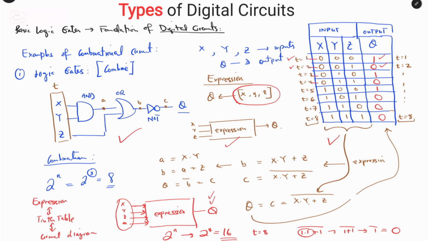So all of this, if given the expression, you can find the truth table and the circuit diagram. Or given a truth table, you can find the expression and the circuit diagram. When given a circuit diagram, you can find the truth table and expression. So I have made this video, which can be a simplified way to help you understand how the circuit diagram, expression and the truth table are related to each other. And this type of circuit is the combinational circuit.